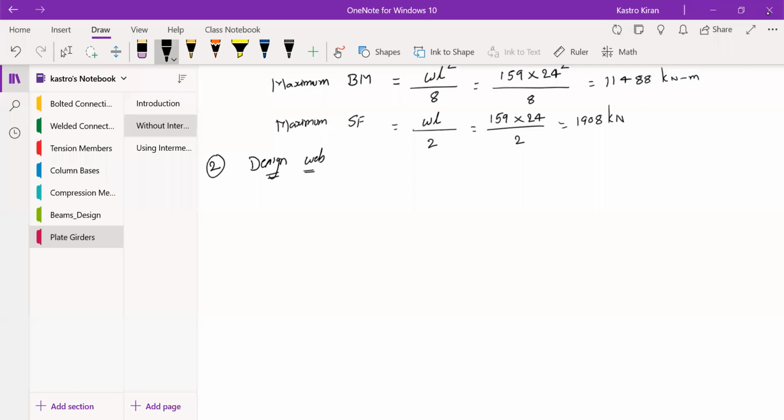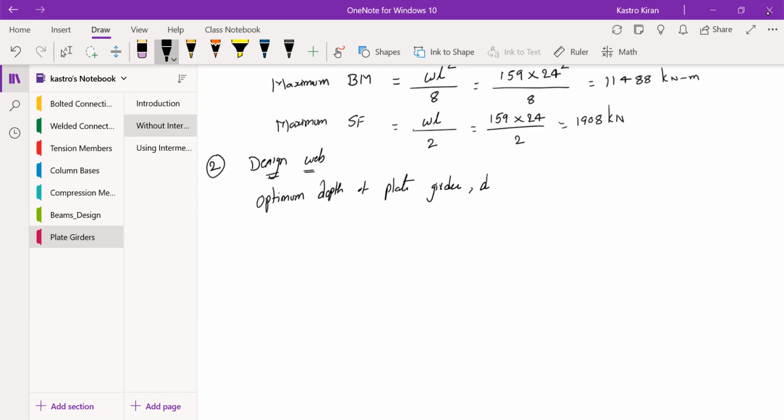Now, how will you find out the depth and the thickness of the web? So we have discussed in the introduction class what exactly it is if you want to find out optimum depth of the plate girder. Okay, let's write this one. Optimum depth of plate girder. So optimum depth of plate girder, that means it is a depth of web only. Optimum depth of plate girder or depth of web, they both indicate the same values.